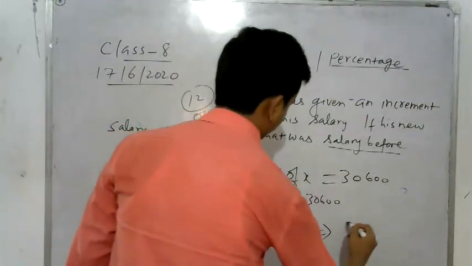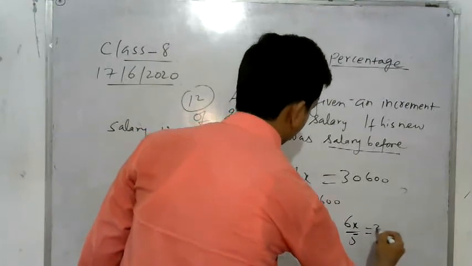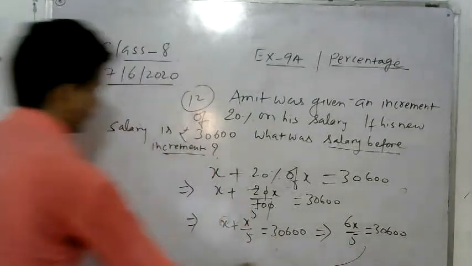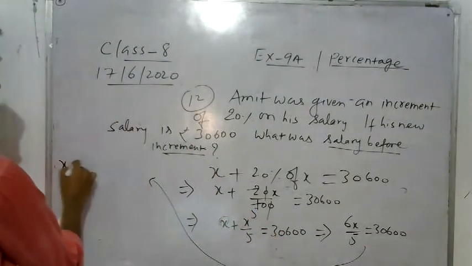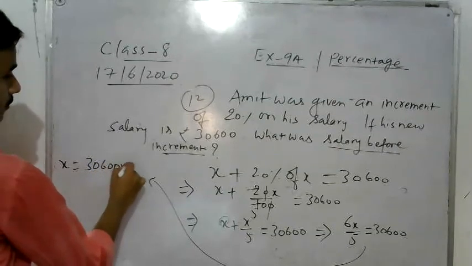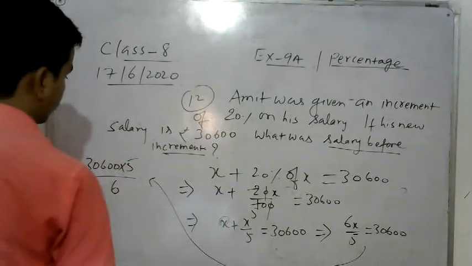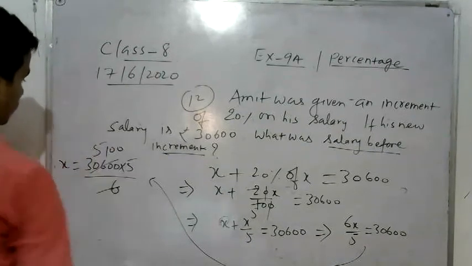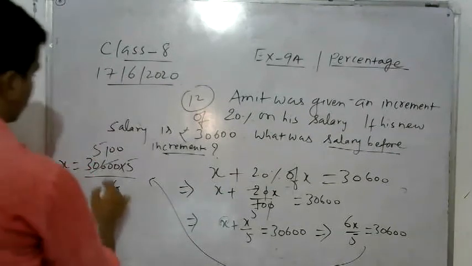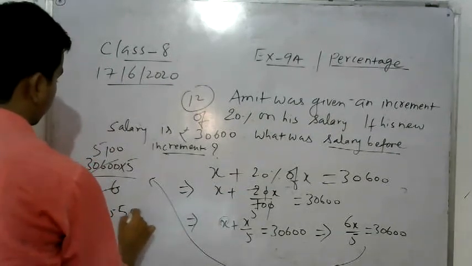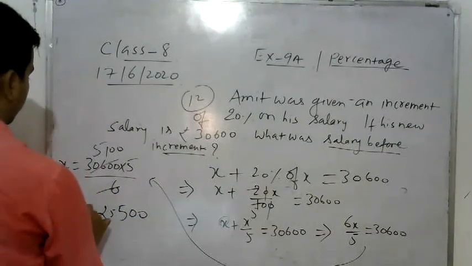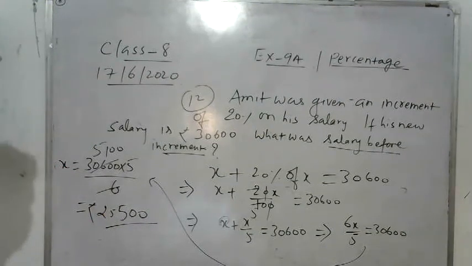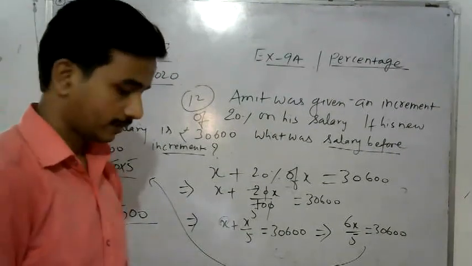Now this implies 6X by 5 equals 30,600. Okay. Now from here X will be equal to 30,600 into 5 divided by 6. So here 6 5s are 30, 5,100. X will be 5 and 5, 5 and 25. So 25,500 was the salary before increment. Okay, in this way you will solve such type of problem.